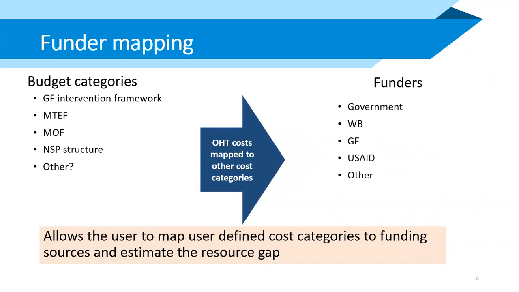Similarly, those cost categories can then be assigned to whatever funding structure you wish to represent. So, for example, the government, World Bank, Global Fund, USAID, and other funders may have identified themselves as sources of funds for different activities. And so what this function allows you to do is map the cost to those funders and then identify which costs are still unallocated or represent a resource gap.